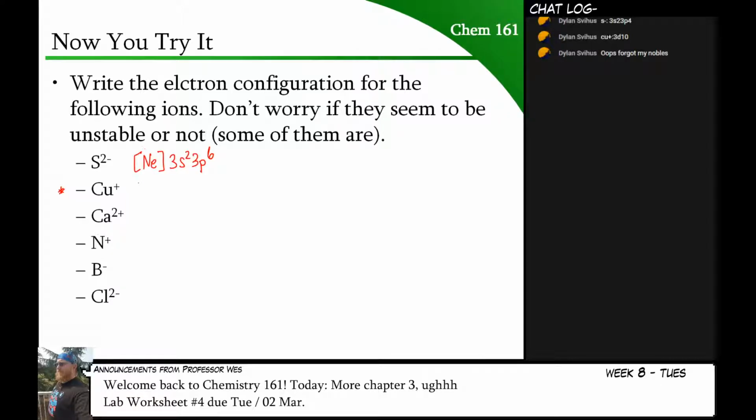For copper here, we would write, so copper starts at argon, and then we have 4s2, 3d9. But remember the d10 rule. So if I'm going to land on 3d9, I want to steal 1 to get to 3d10. And the reason that's important is because now when you take this away, you get rid of this one, and that's the electron configuration.